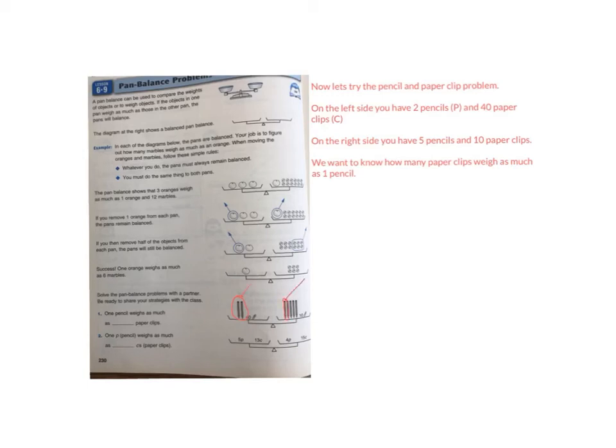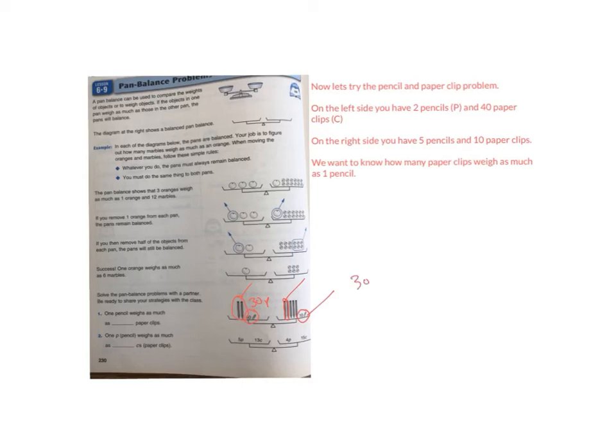side. Now what we have is 40 paper clips on the left side, 3 pencils on the right side, and 10 paper clips. The next step is we're going to remove these 10 paper clips, and we're going to take 10 off of the 40 on the left side. That leaves us 30 paper clips here and 3 pencils.